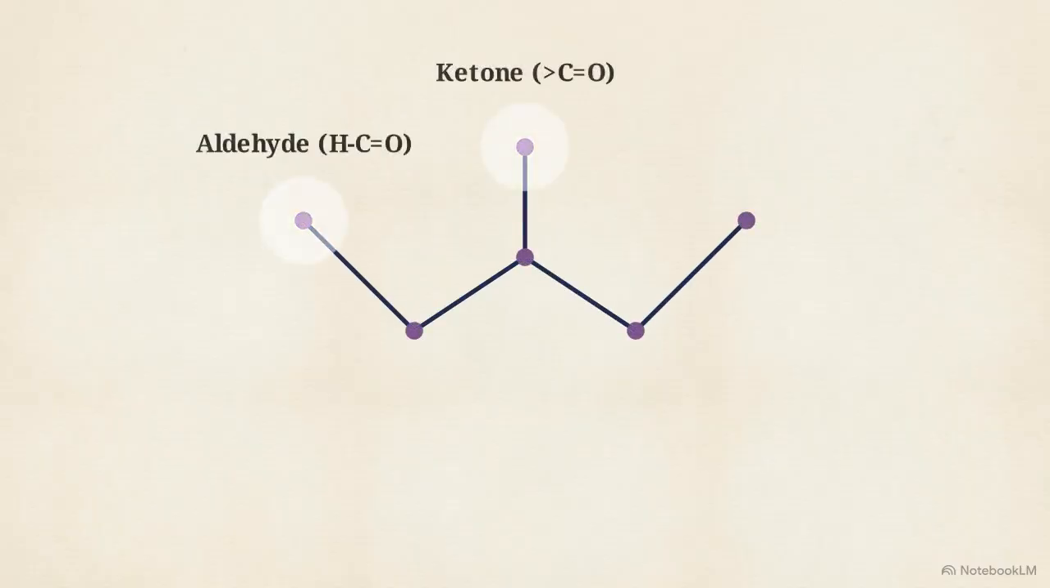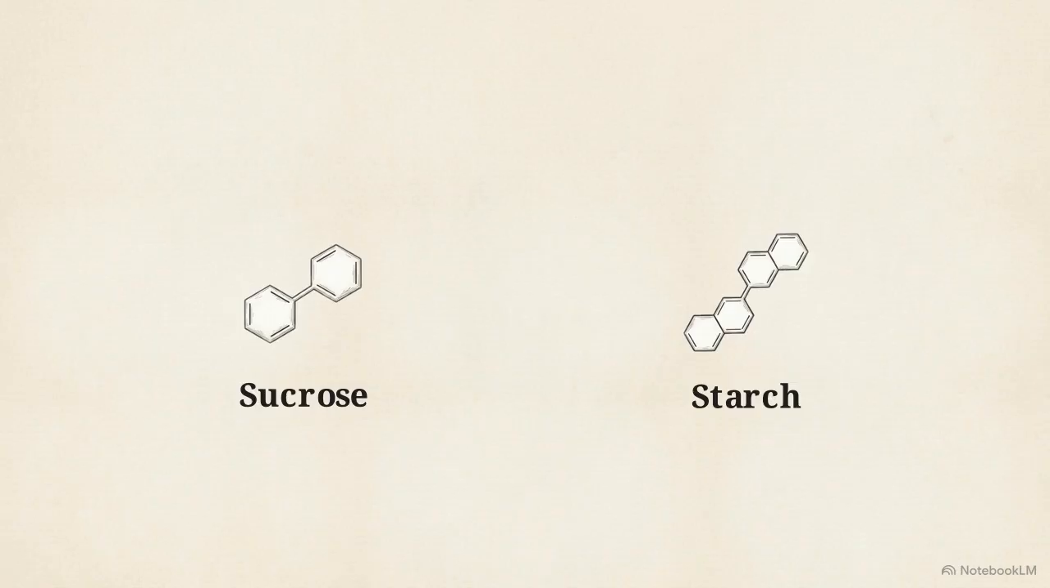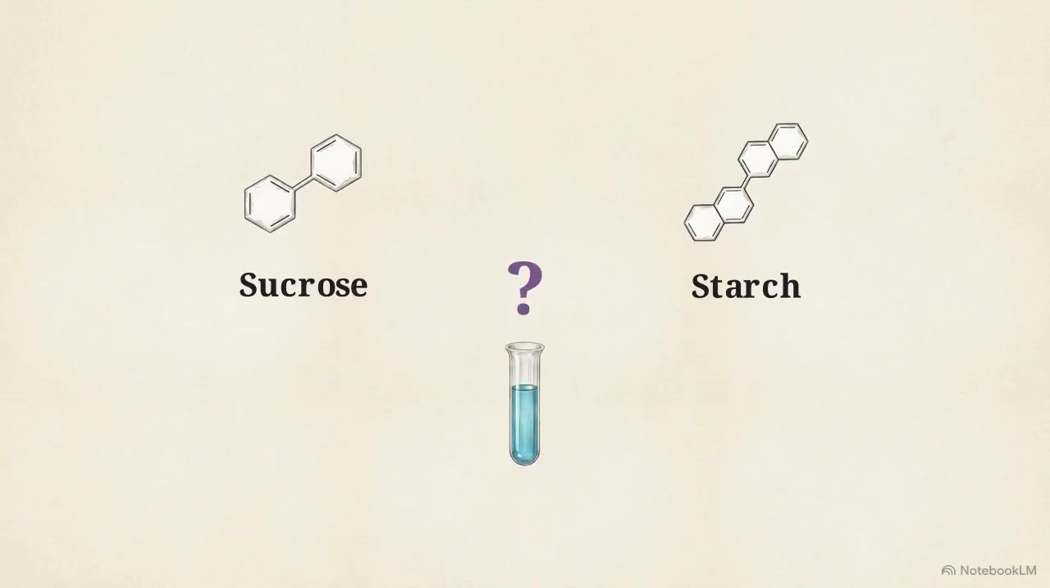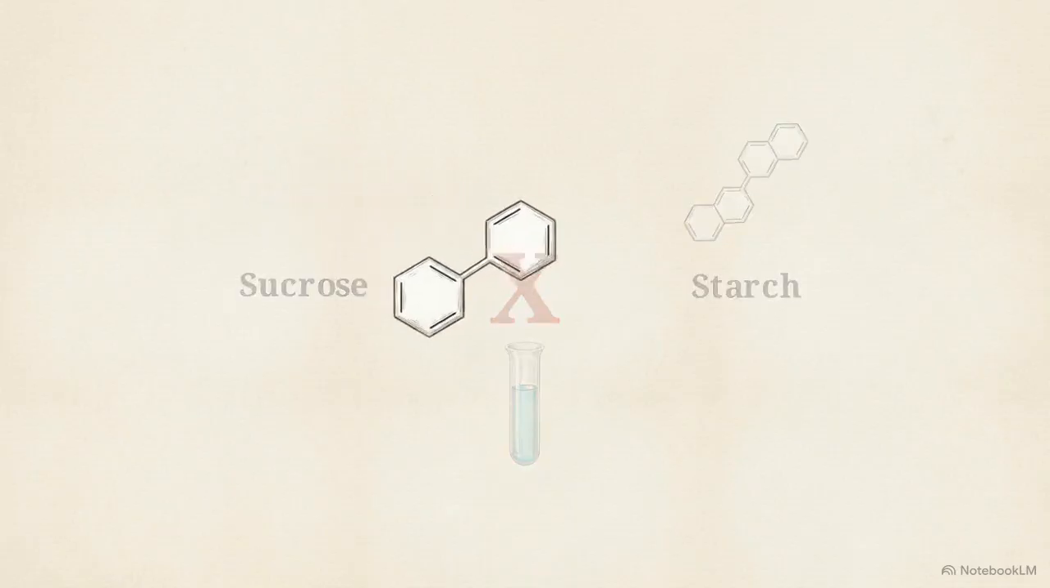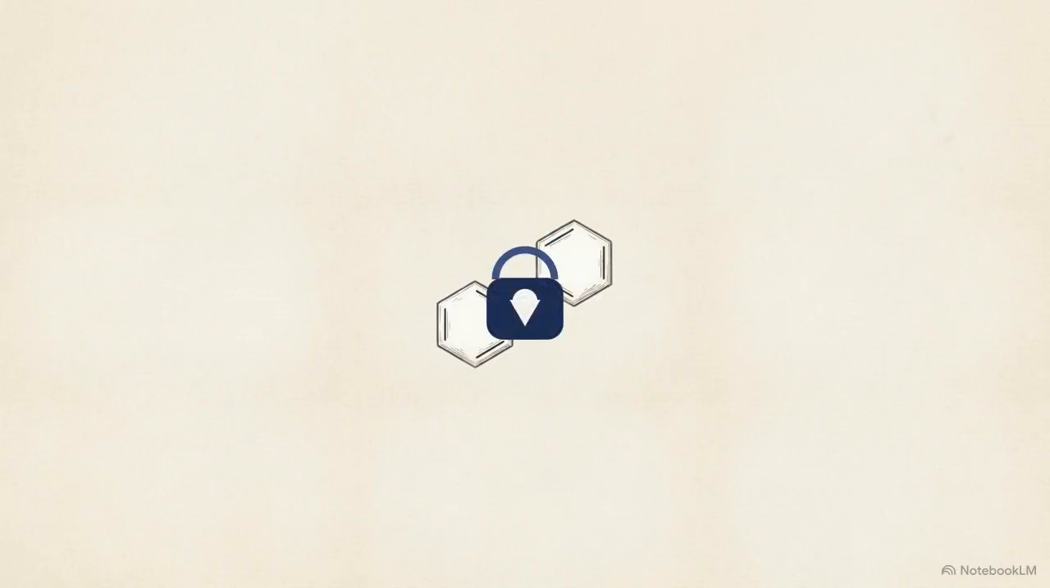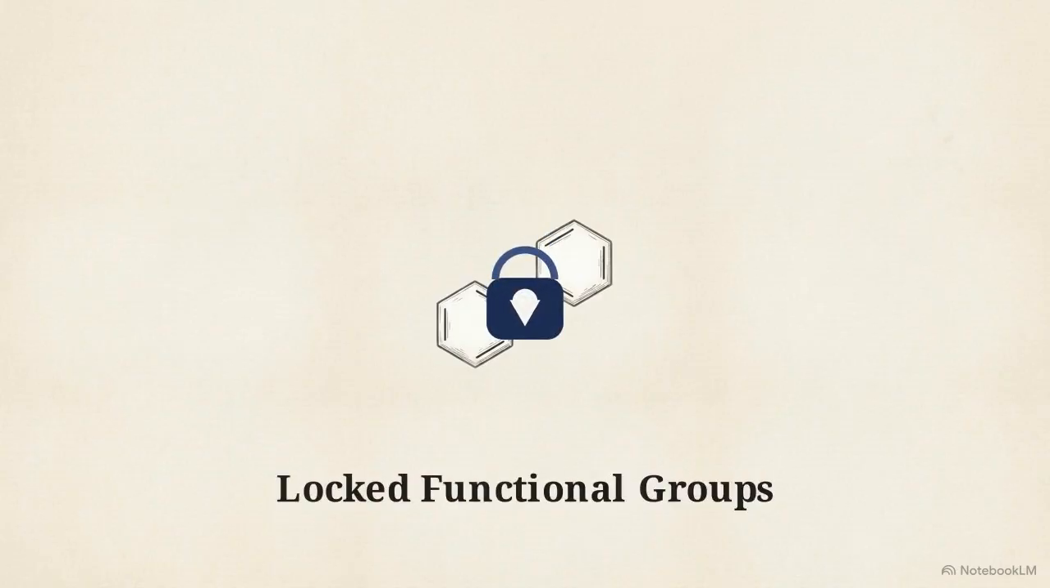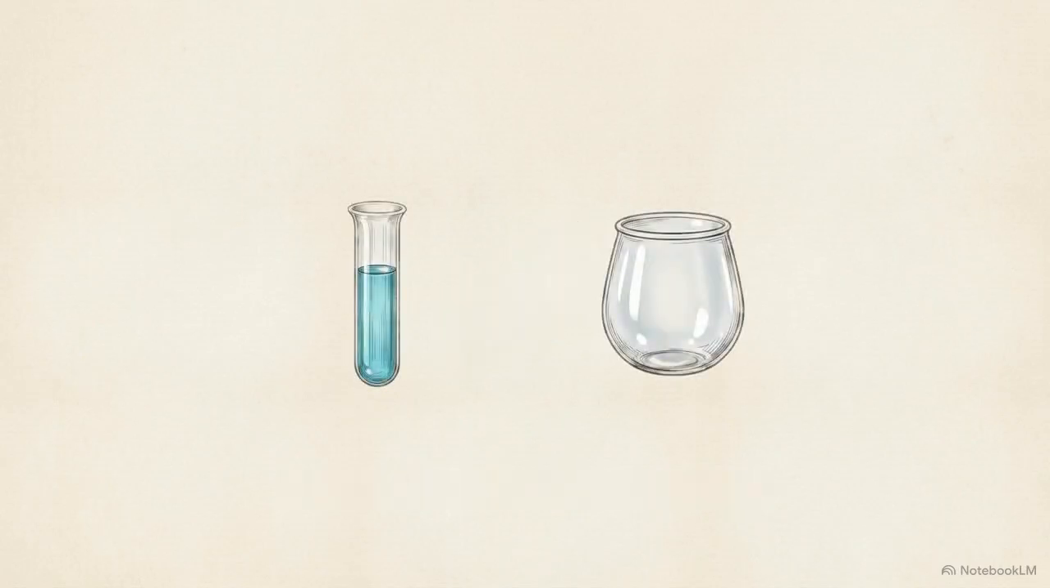Since these tests rely on the presence of a free aldehyde or ketone group, consider the behavior of sucrose or starch. Based on that structural requirement, would you expect these samples to produce a red precipitate in a Benedict's test? They will not. Both will yield a negative result because their chemical bonds lock the functional groups required for reduction. Sucrose is a non-reducing sugar, and starch is a complex polysaccharide. Because they lack those free groups, they consistently remain unreactive in these specific alkaline tests.